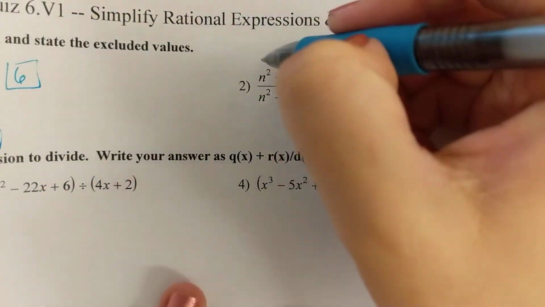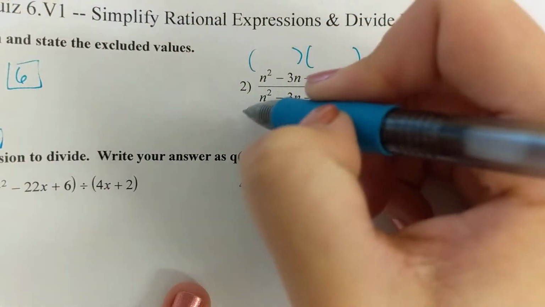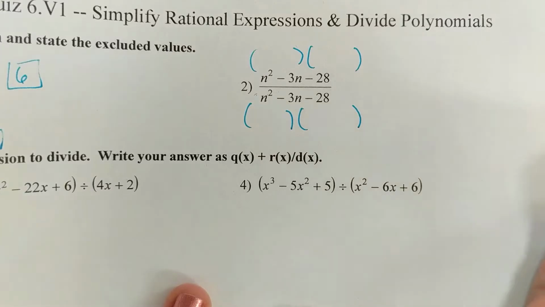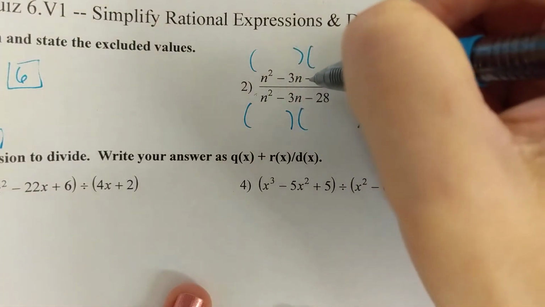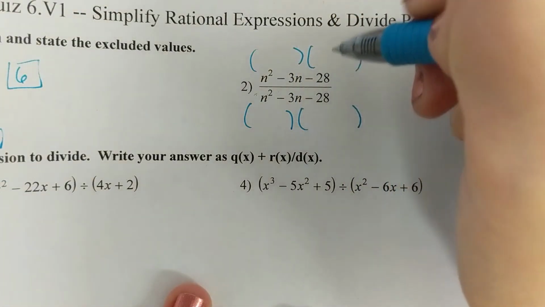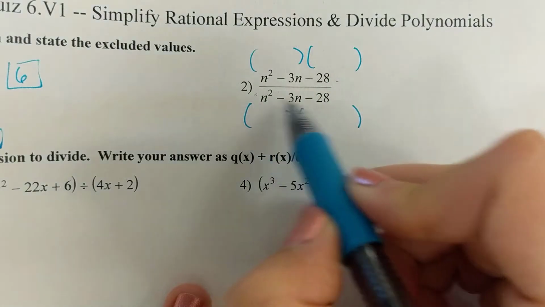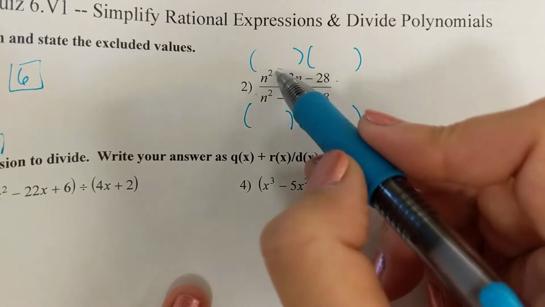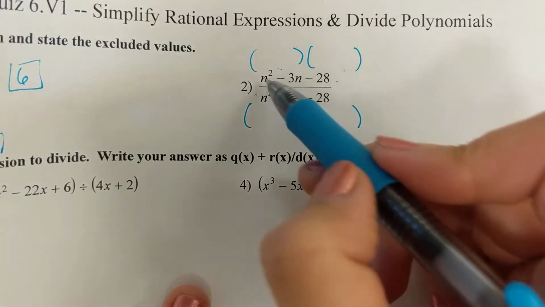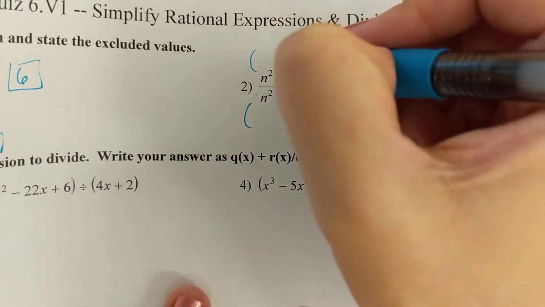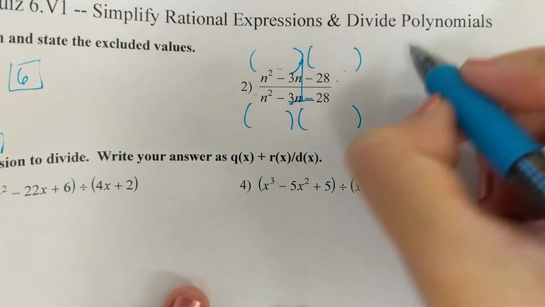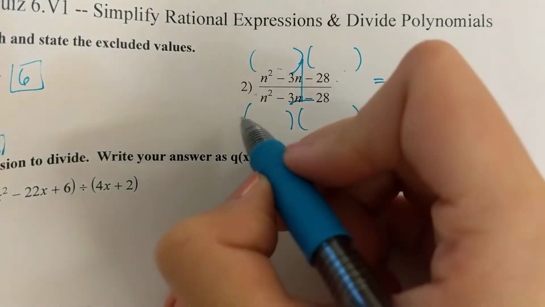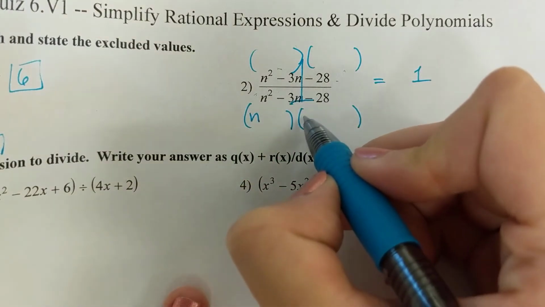Okay, second one, factor. This is a trinomial, no GCF. I know there's no GCF because there's no number in front of the squared term. Wait a minute. This is the same trinomial over itself. Wow, beautiful. We don't even need to factor because this is literally a special form of the number 1. So this simplifies to 1. And psych, we do need to factor because we need to know what are those excluded values.